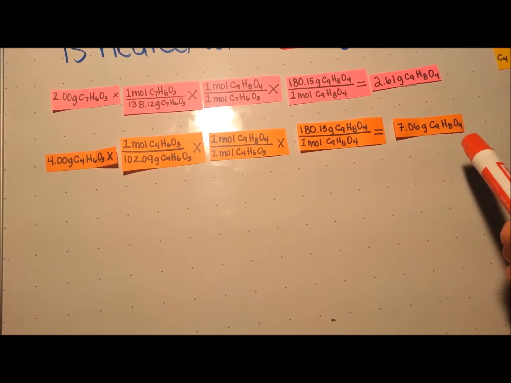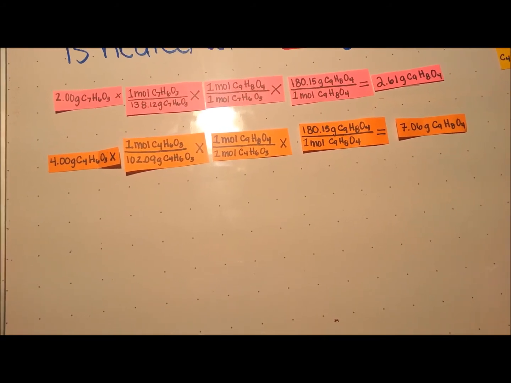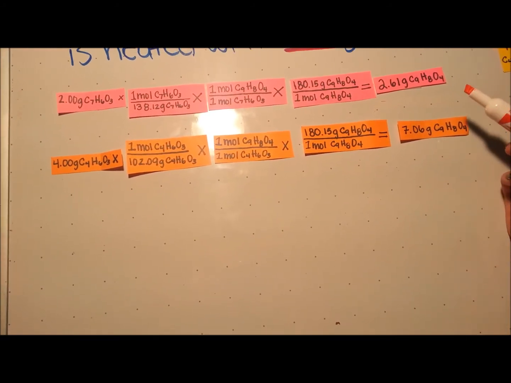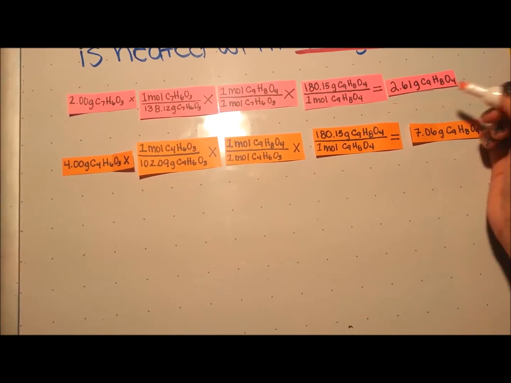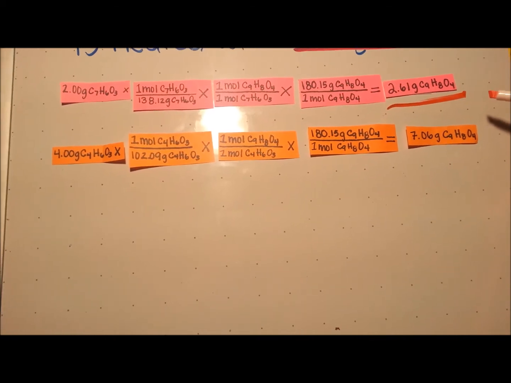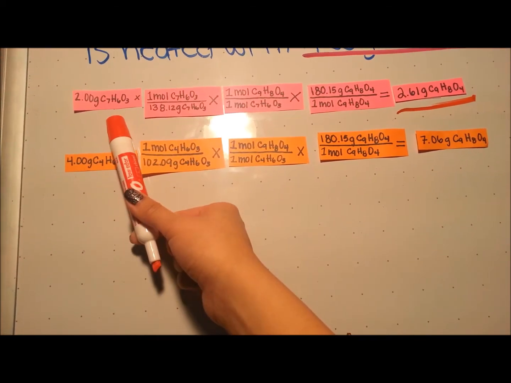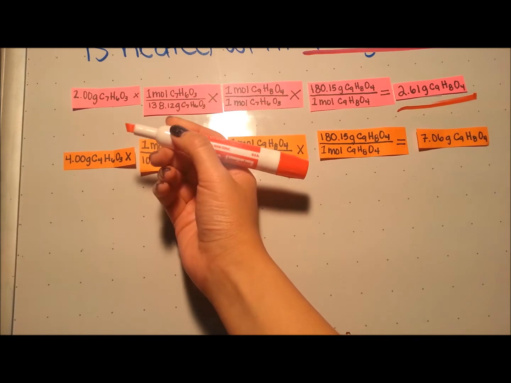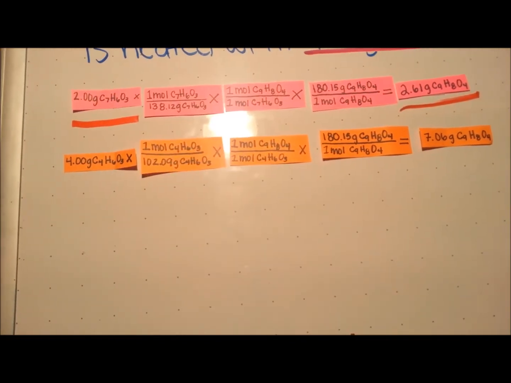So now we want to look at both of these answers, and we want to get the smallest one. So this means that the 2.61 grams of aspirin is the theoretical yield because the salicylic acid made the least amount of product. So this one would be the limiting reactant.